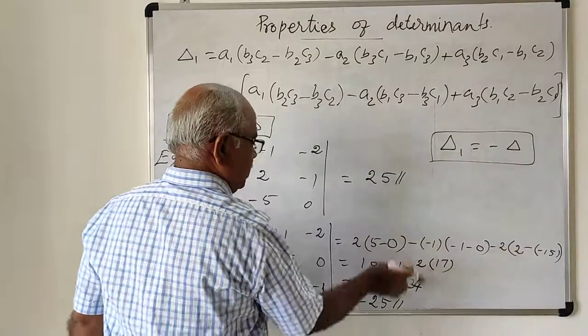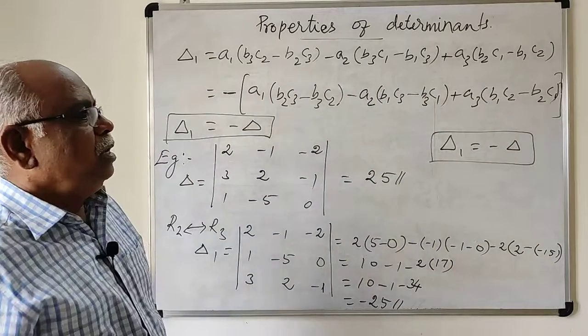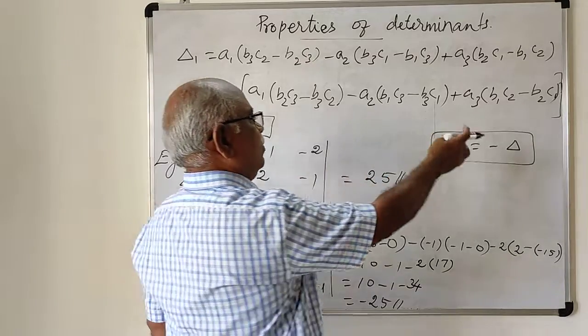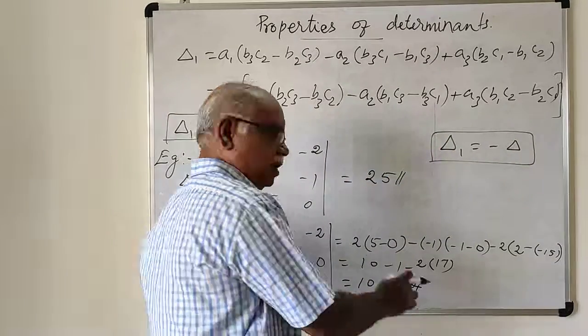The sign of the determinant is changed after interchanging two rows or columns. This is 25, this is minus 25.